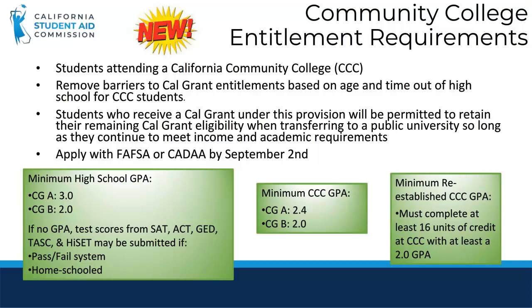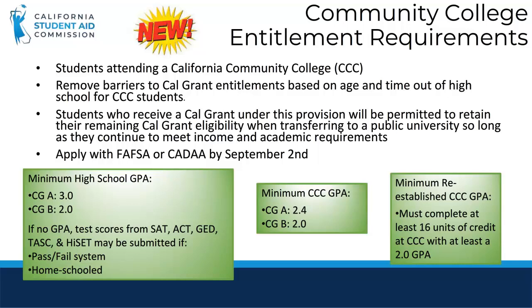Students who are currently attending a community college can submit a community college GPA of at least a 2.4 on a 4.0 scale for Cal Grant A, and at least a 2.0 on a 4.0 scale for Cal Grant B, or they can re-establish their GPA by completing at least 16 units of credit at the community college with at least a 2.0 GPA as defined by CSAC regulations.